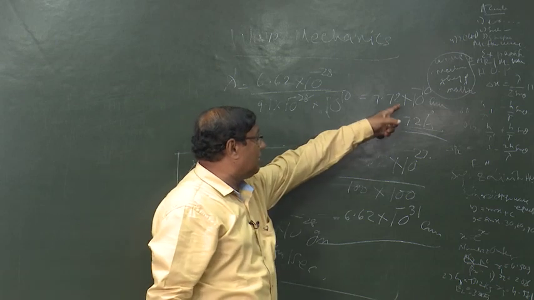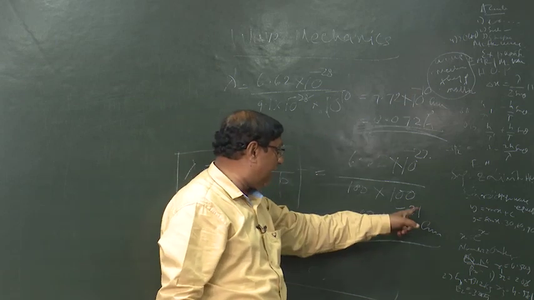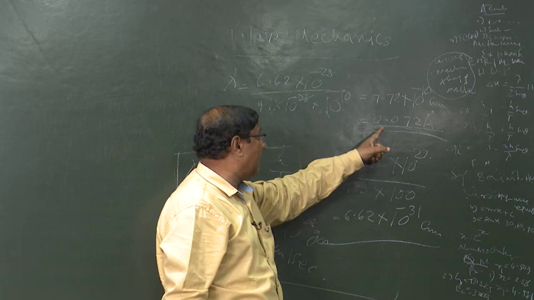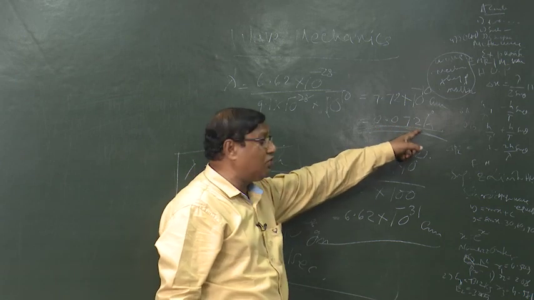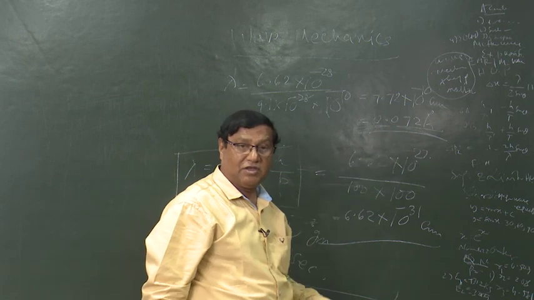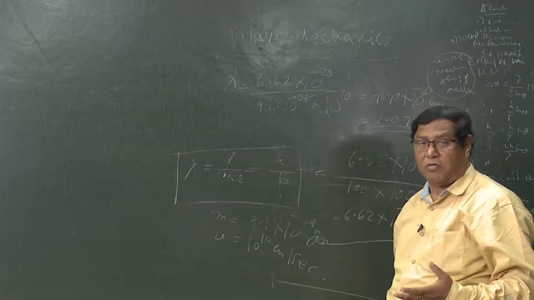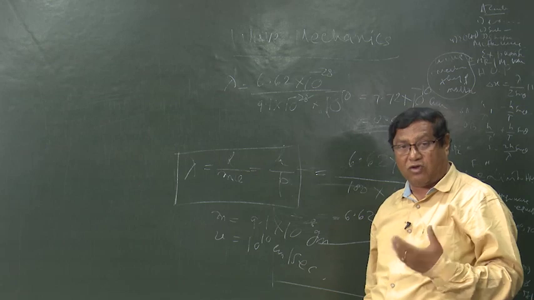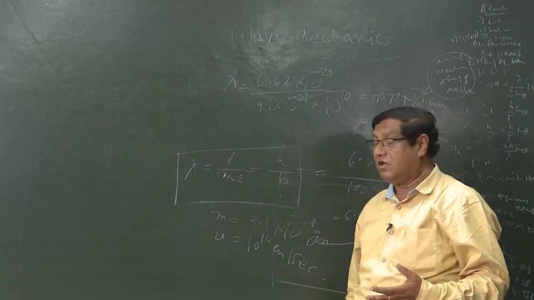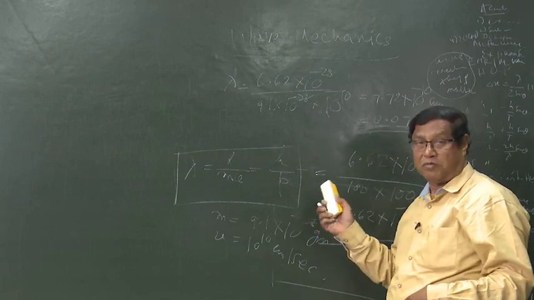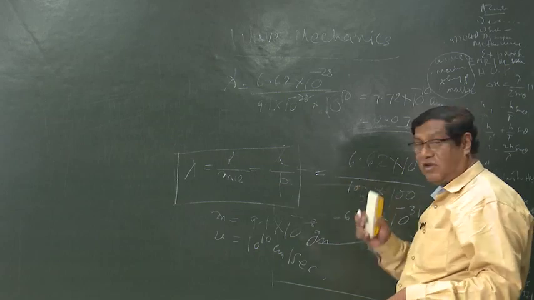So, when an electron is moving with a velocity of 10 to the 10 centimeter per second, its wavelength is very small. You can see the comparison with 10 to the power minus 31. In angstrom, it is 0.072, which can be measured and detected. So, for macroscopic particles, we can calculate the wavelength, but we can measure the wavelength for a microscopic particle like an electron.